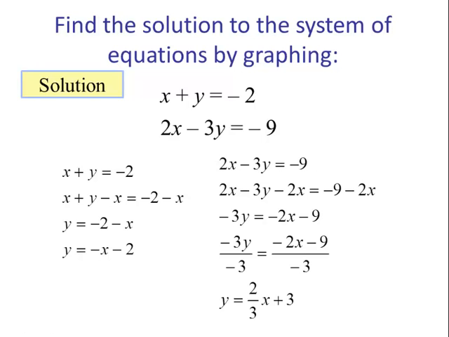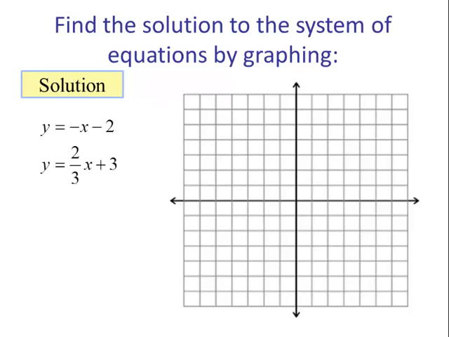So now we graph the lines. For the first one, we go to negative 2, that's the y-intercept. We put a dot. The slope is a negative 1, so that means we go down 1, which is negative 1, and to the right 1, which is a positive 1, and we put a dot. Then we do our slope again, down 1 over 1, and we connect the dots, and we have our first line.